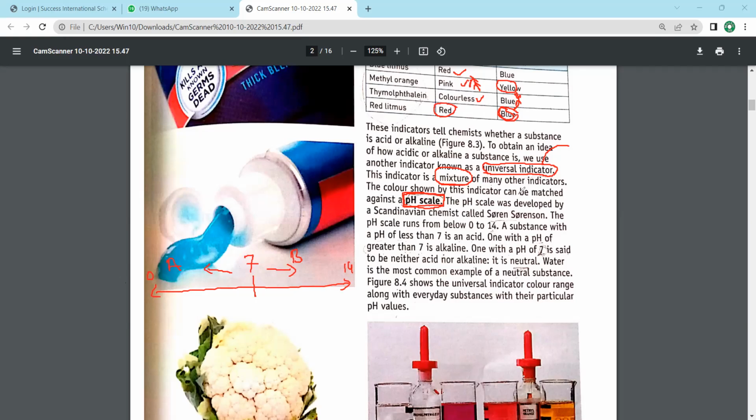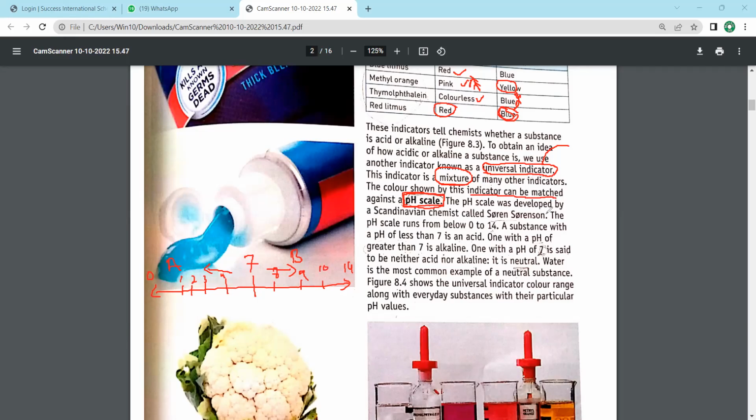But by the use of universal indicator, you can find the strength. Understand the word? If an acid is there, what is the strength of the acid? Because it shows you a variety or range of colors. You match the color against the scale, like here 0, 1, 2, 3, 4, and same here 8, 9, 10. It goes on in this way.